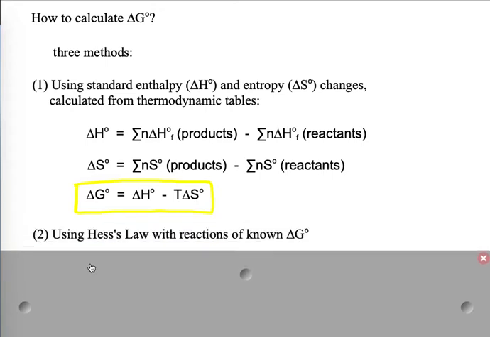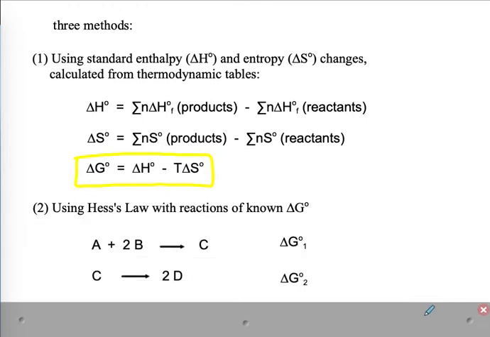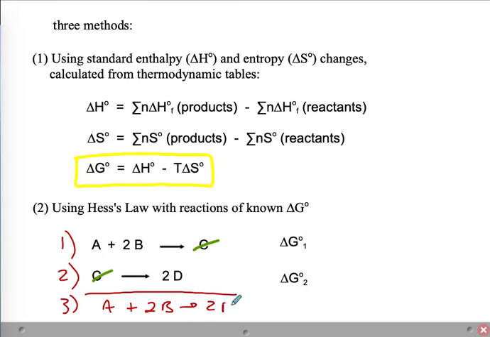A second method is to use Hess's law if we have reactions for which we know delta G naught, the standard free energy change, and can manipulate the equations to come up with our desired equation. This should look fairly familiar. So for example, if equation 1, A plus 2B reacts to form C, has a free energy change equal to delta G naught sub 1, and if equation 2, C reacts to form 2D, has a standard free energy change of delta G naught 2, well, we see we can obtain a third equation by simply adding these together. C cancels C, and we get A plus 2B reacts to form 2D.